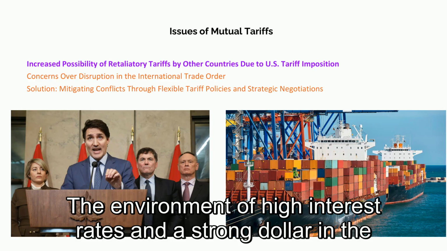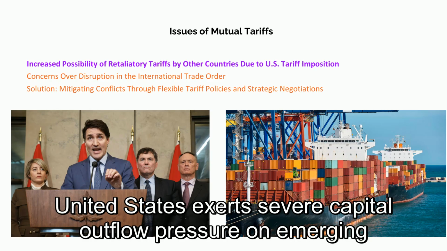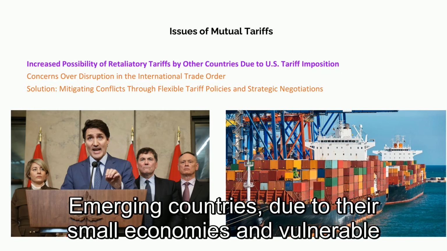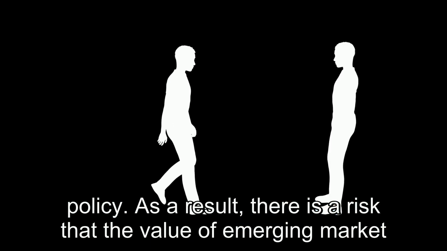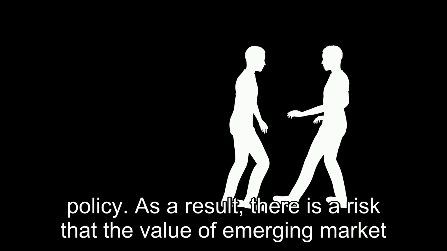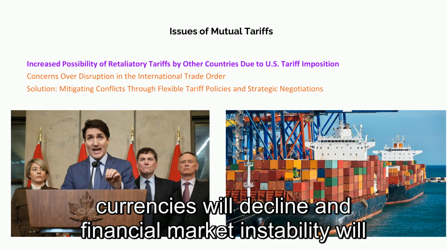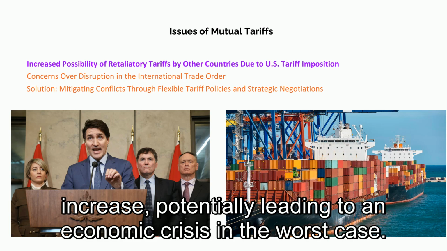The environment of high interest rates and a strong dollar in the United States exerts severe capital outflow pressure on emerging markets. Emerging countries, due to their small economies and vulnerable financial market structures, are inevitably sensitive to changes in US policy. As a result, there is a risk that the value of emerging market currencies will decline and financial market instability will increase, potentially leading to an economic crisis in the worst case.